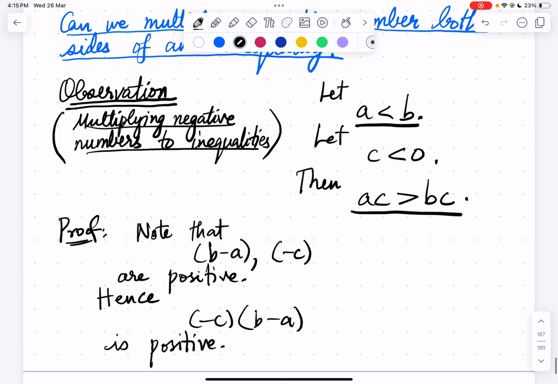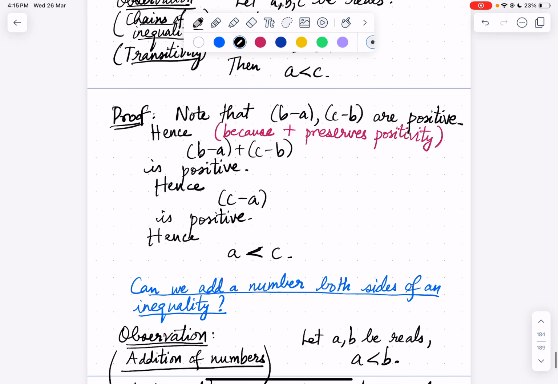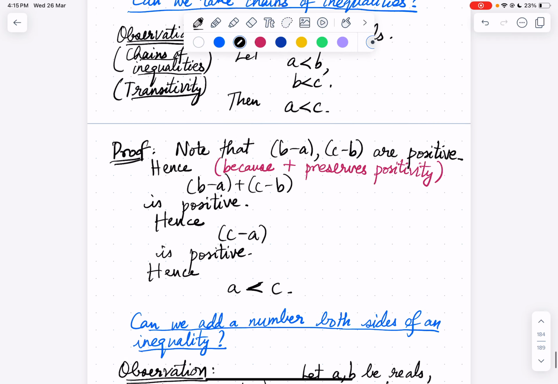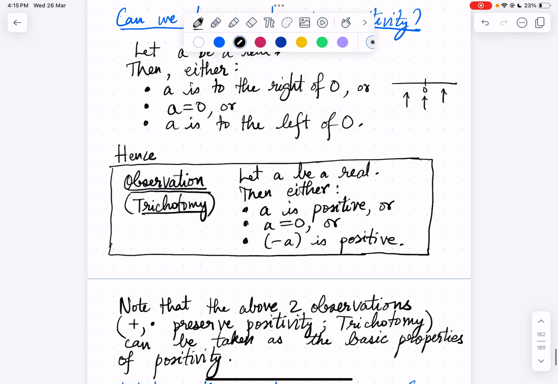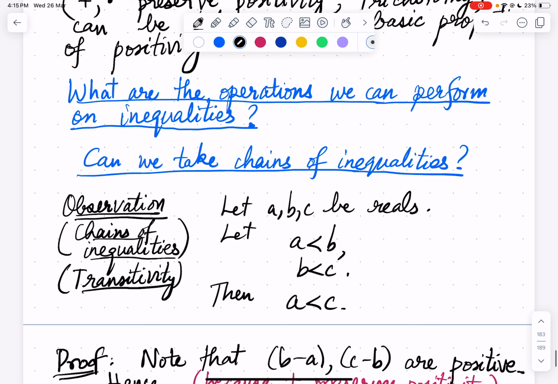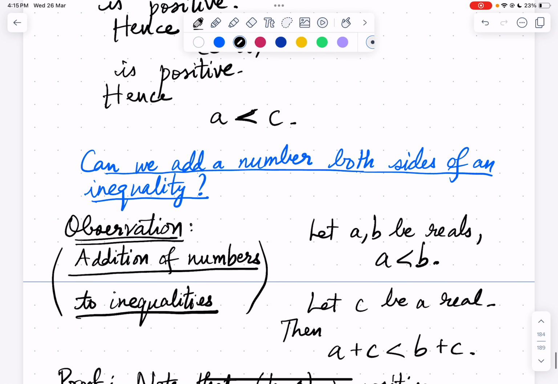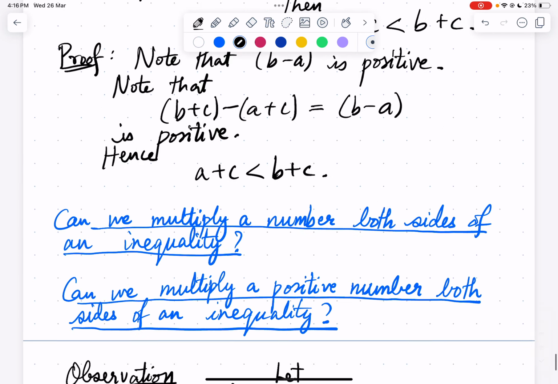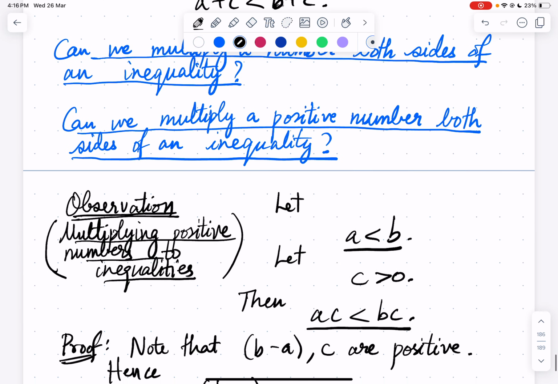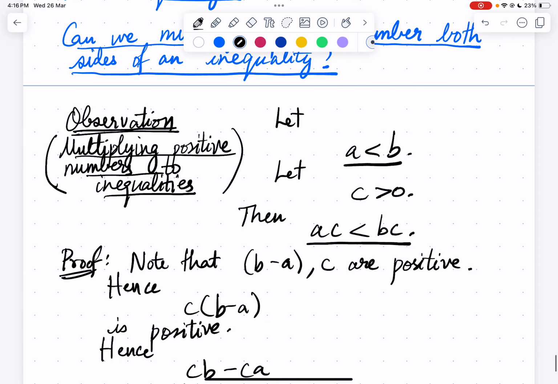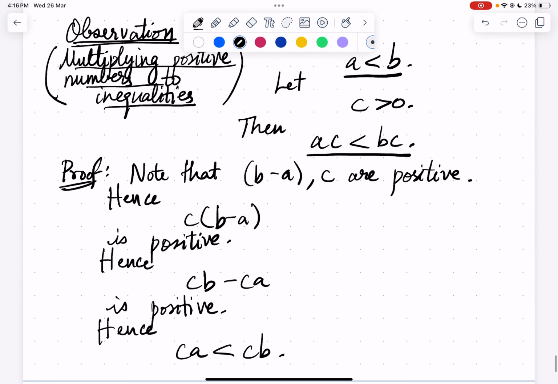Right. So we have asked so far, what questions did we ask? First we asked, can we take chains of inequalities? Yes, we can take chains of inequalities. Can we add a number both sides of an inequality? Yes, we can add any number both sides of an inequality. Can we multiply a positive number both sides of an inequality? Yes, we can multiply a positive number both sides of an inequality. The direction of the inequality will remain the same.